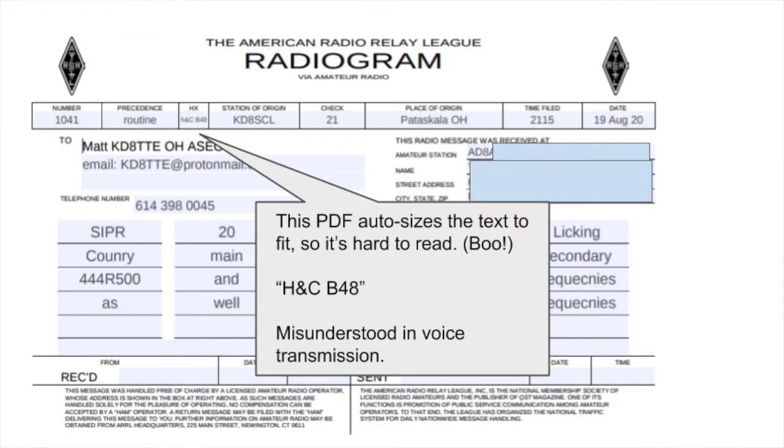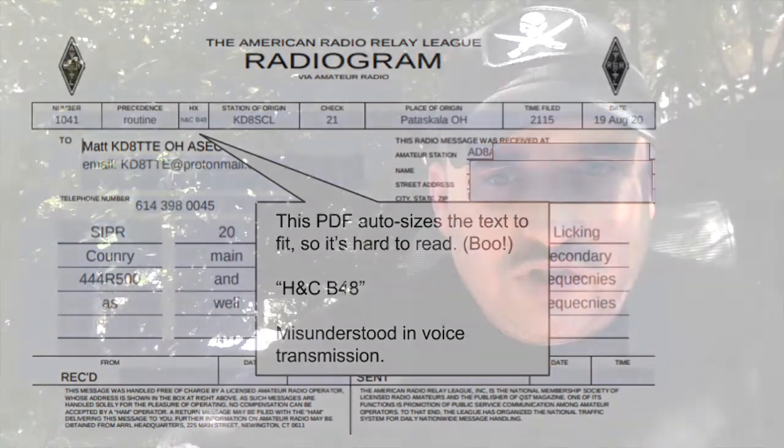What we actually have in this box for handling instructions, it's H ampersand C B48. And this looks to me like it was probably just misunderstood in a voice relay. So it probably came out HXC, and what the recipient heard was H and C, and then correctly heard the B48, Bravo 48. So this is an example of where this can be mangled and has been mangled beyond recognition into a nonsensical handling instruction.